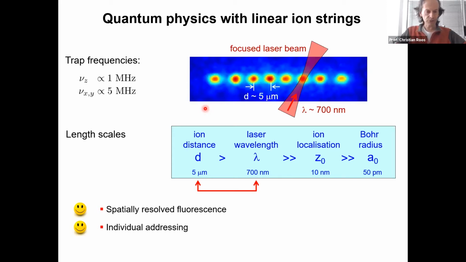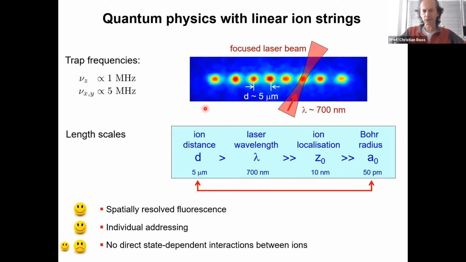And then finally, I would like to point out that the ion distance is many orders of magnitude bigger than the Bohr radius, which is good and bad at the same time. It's good if you consider your ions maybe as a quantum memory, if you want to store quantum information in a string of ions, because this tells you there are no state-dependent interactions between the ions. You don't have to worry that the quantum state of one ion is affected by the quantum state of another ion in the string. But on the other hand, it's bad if you want to engineer an interacting many-body system, because it means that you have to find another way of making the ions interact with each other in an interesting way.